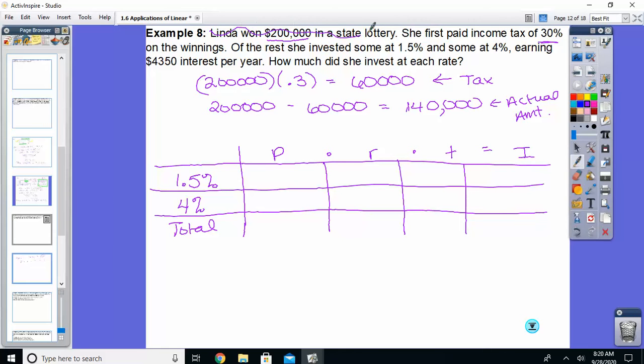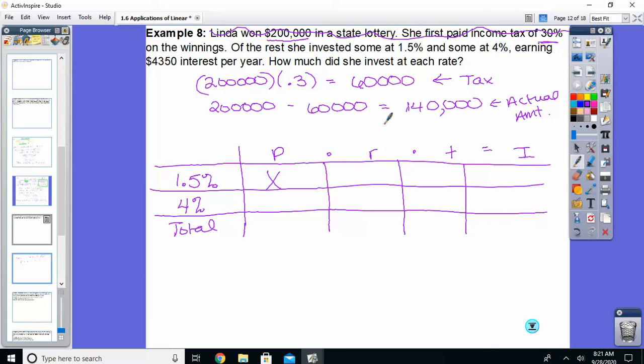We've already dealt with this first piece. I don't want to go back to it. So she put some money at 1.5%. I didn't tell you how much, so what do we put? X. Okay, you have to be really careful here. If I said she put twice as much at 4%, then we could put a 2x here. Did I say she split it in half and put some in each? No, so I can't just call this x.